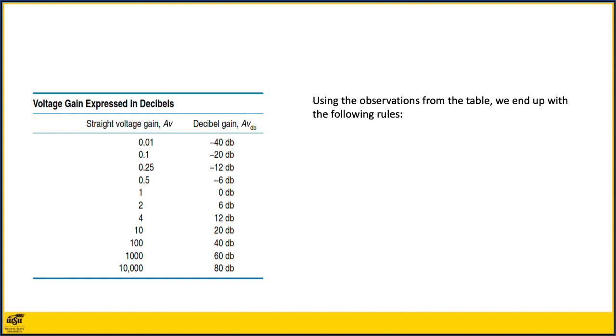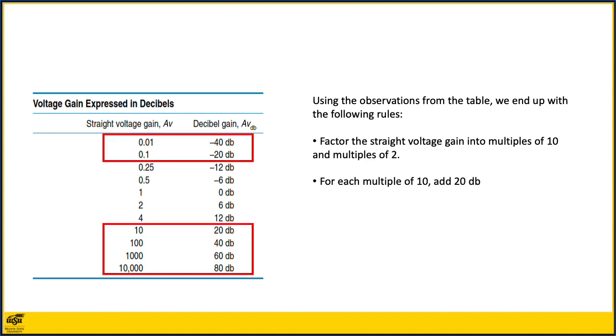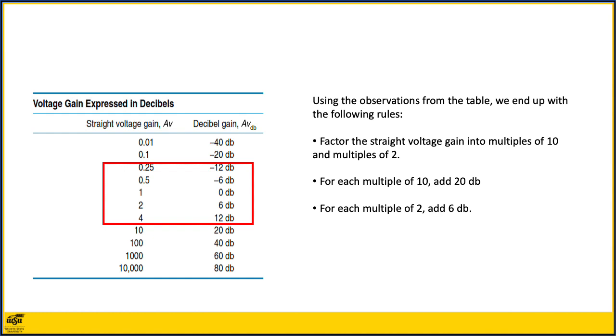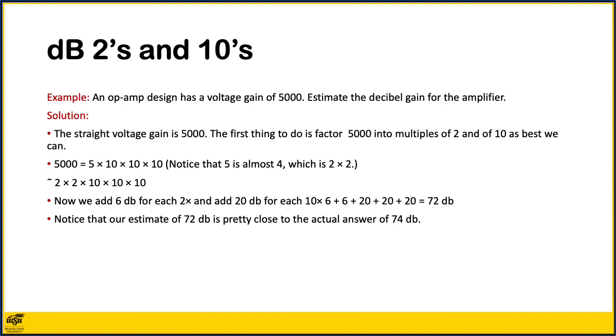Using the observations from the table, we end up with the following rules. Factor the straight voltage gain into multiples of 10 and multiples of 2. And for each multiple of 10, add 20 decibels. And for each multiple of 2, add 6 decibels. This example shows how we can use that shorthand. An op-amp design that we looked at before has a voltage gain of 5,000. Estimate the decibel gain for the amplifier.